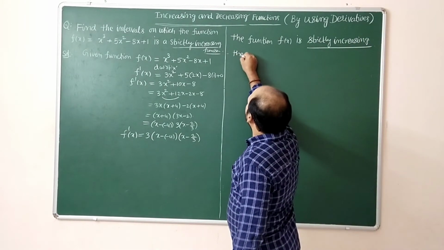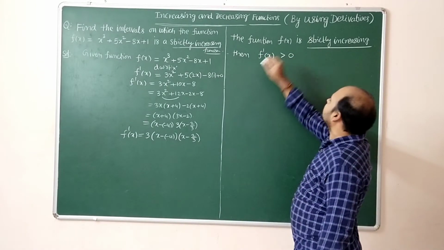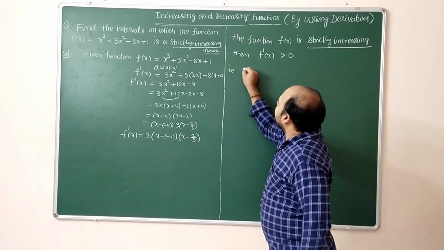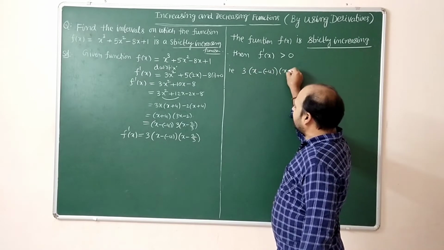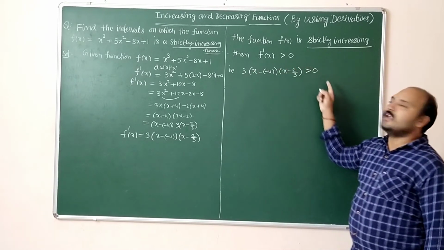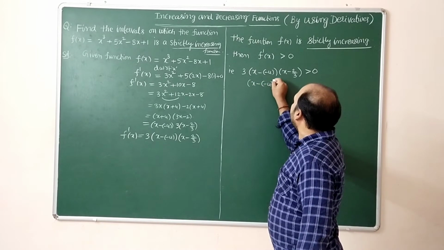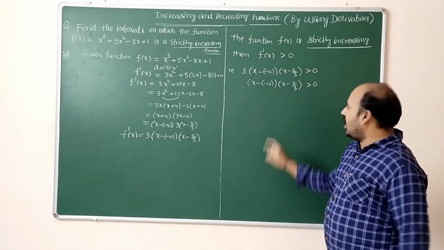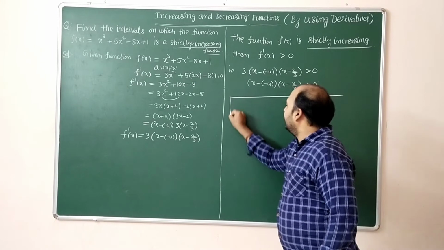Then f dash of x is greater than 0. What is f dash of x? This value only. So that is 3 into (x minus of minus 4) into (x minus 2 by 3) is greater than 0. The 3 value we can take this side, 0 by 3 is 0. So now (x minus of minus 4) into (x minus 2 by 3) is greater than 0. After getting this step, go to the function's domain formula.